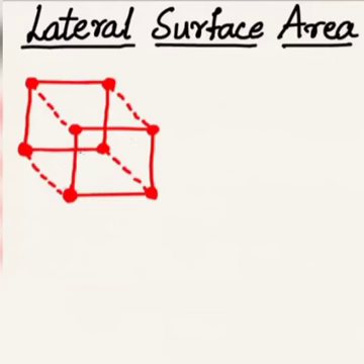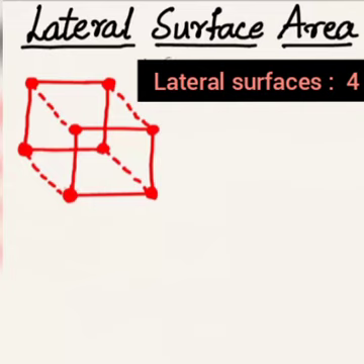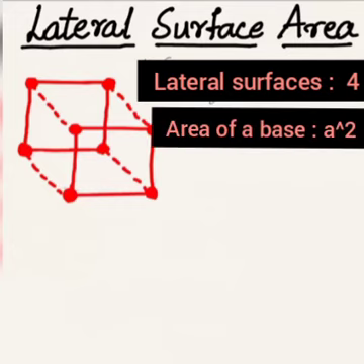Now, we are going to discuss the lateral surface area of a cube. So, here we have a cube. In the cube, we have 4 lateral surfaces. Since the lateral surfaces do not include the top and the bottom sides, to find the area of the side portion, let us first consider the area of the base of the cube. Here, the area of the base is equal to A square.